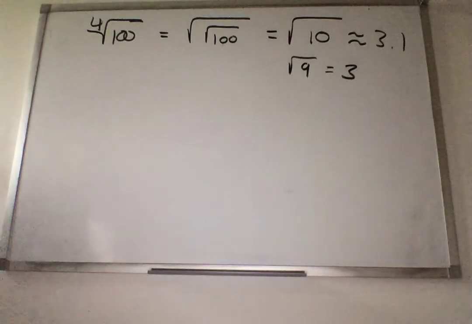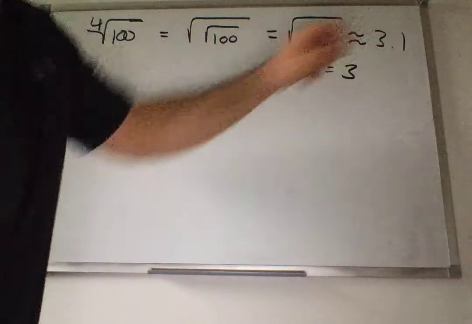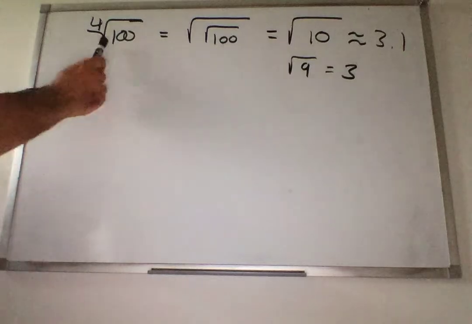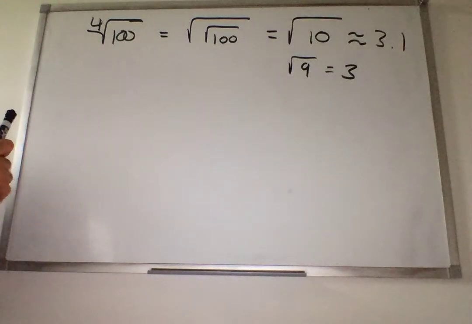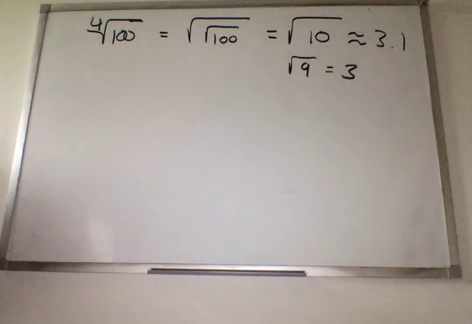You could use 3 as an initial guess. That would be close enough. But let's say we're going to use 3.1. So we're going to say the fourth root of 100 is approximately 3.1.